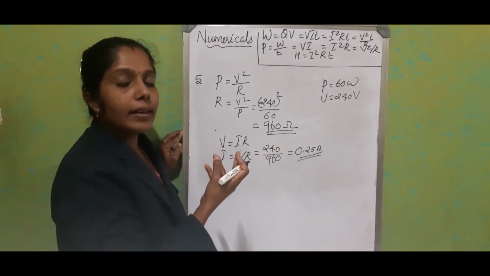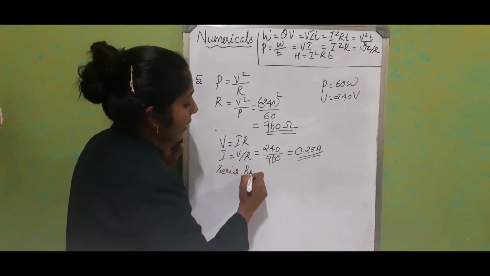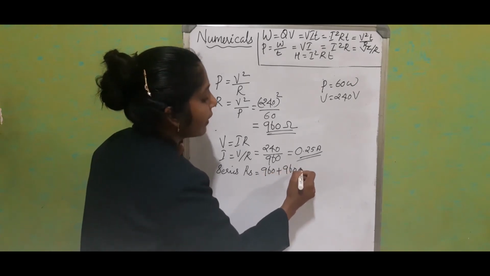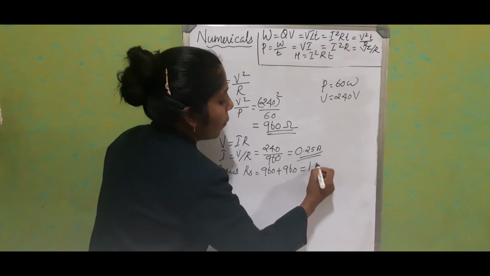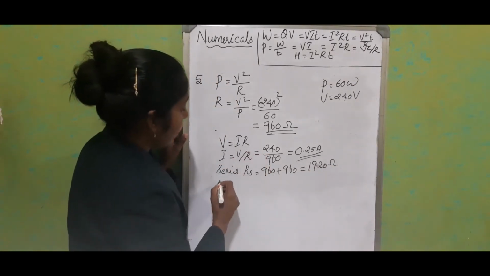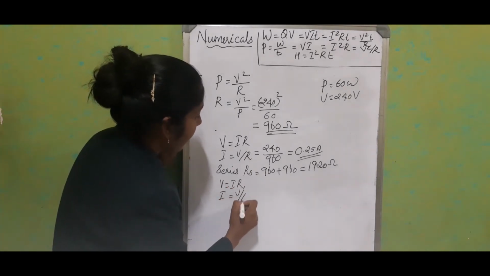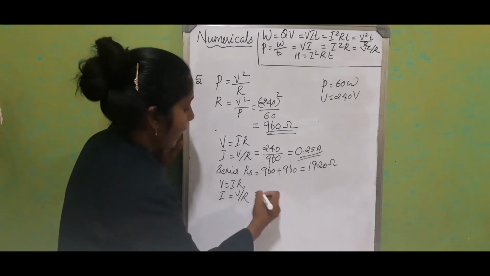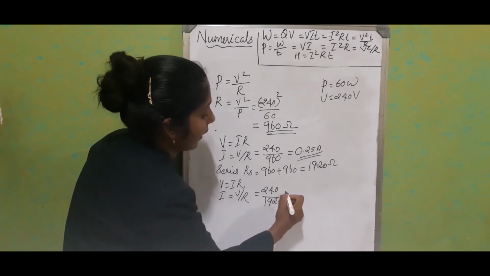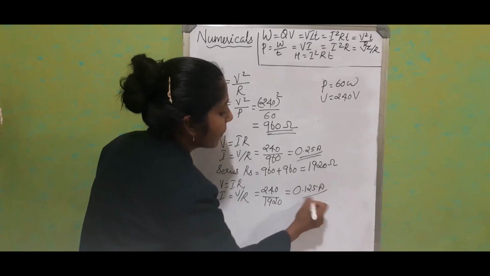If two bulbs are connected in series, what is the effective resistance? In series, Rs is equal to 960 plus 960. We will get the value as 1920 ohm. Same way we will find out the current. V is equal to I into R, I is equal to V by R, and that is equal to 240 divided by 1920. When we solve it, we will get the value as 0.125 ampere.